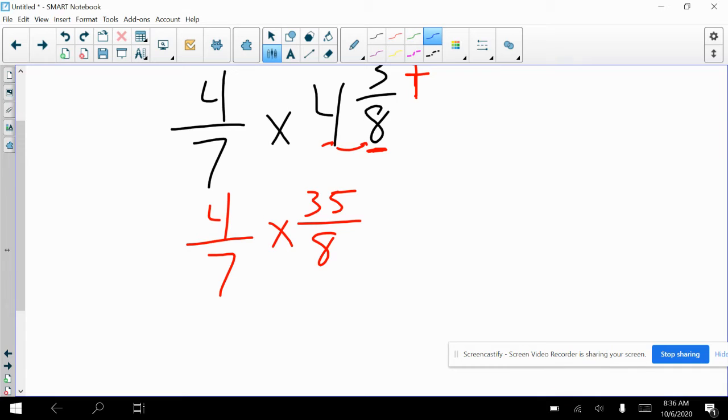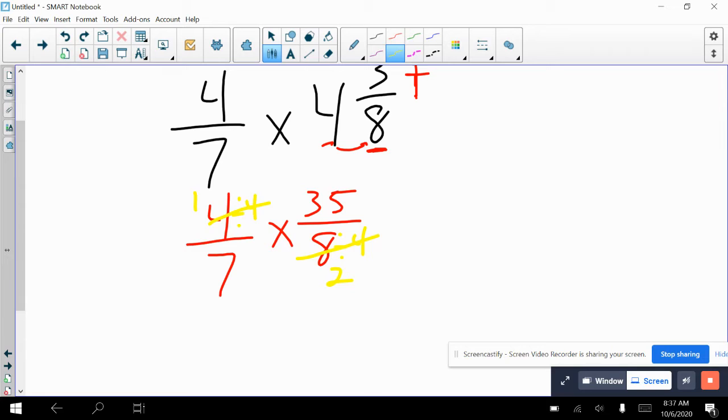Yes, you always listen, we don't want to multiply 4 times 35 if we don't have to. We don't want to multiply 7 times 8 if we don't have to. Does 4 go into 8 evenly? Sure does, right? So we divide by 4. We get 2. Up top, we get 1. Does 7 go into 35 evenly? Yes, it does. How many times? 5. 7 goes into 7 once.